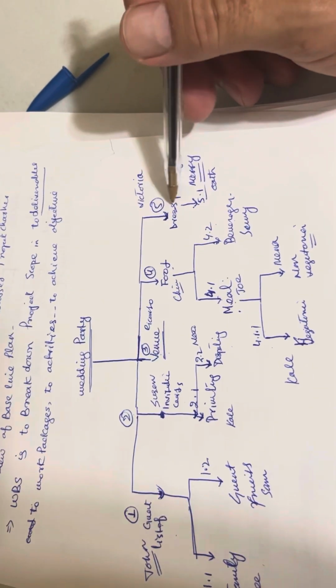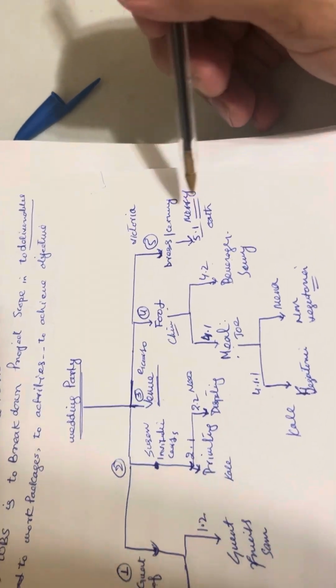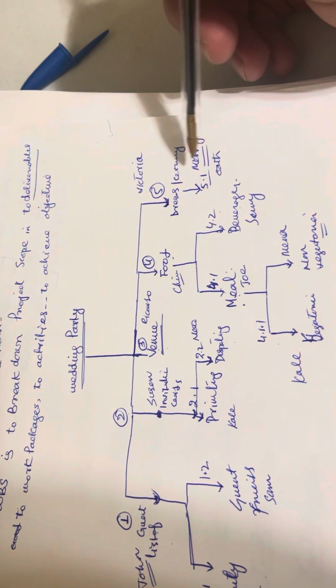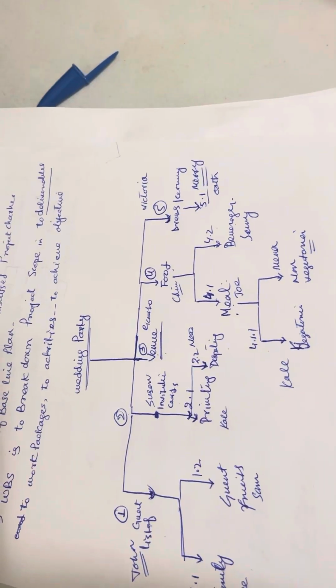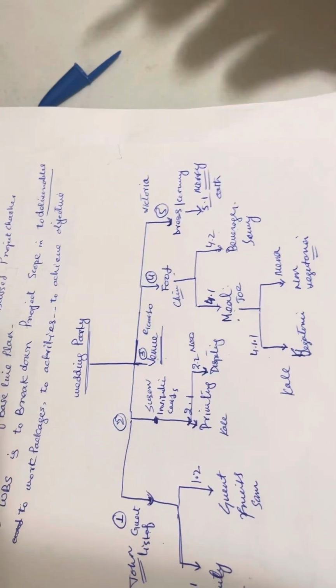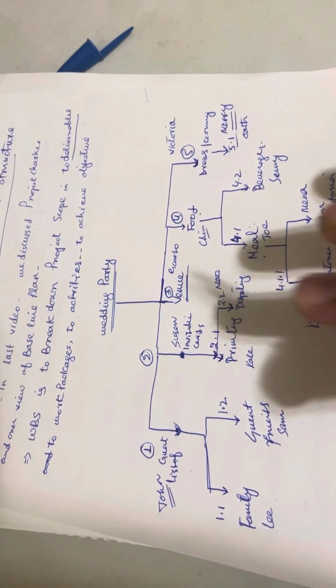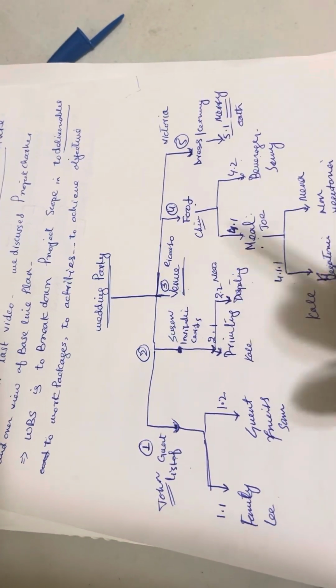And the last one is the dress and ceremony. I just divided this one: 5.1 is the oath and ceremony. So that's the work breakdown structure.